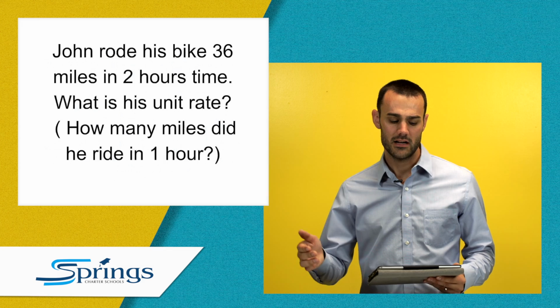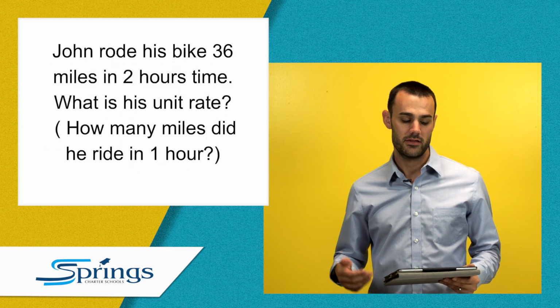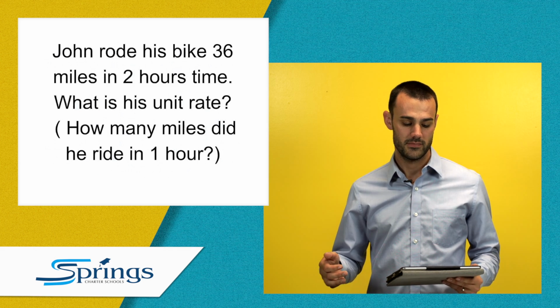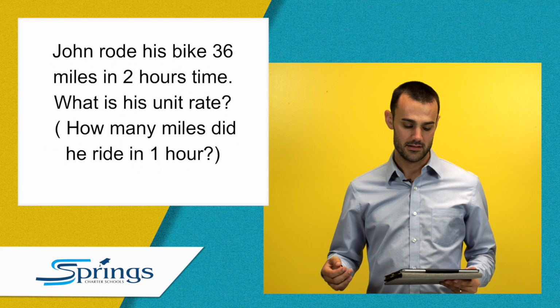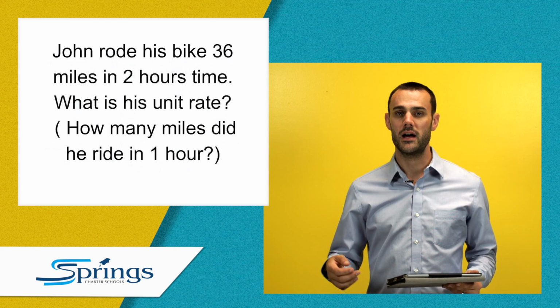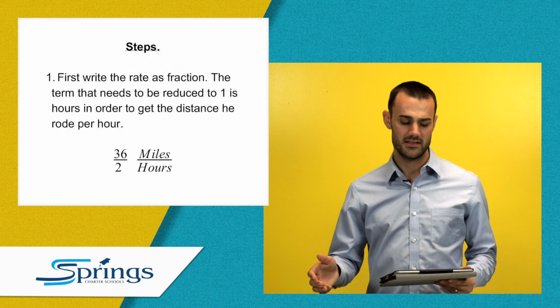Okay, let's talk about John and how he likes to ride his bike. John rides his bike 36 miles in 2 hours. We need to figure out his unit rate, or another way of saying that is, how many miles did John ride in 1 hour? So let's look at the steps.